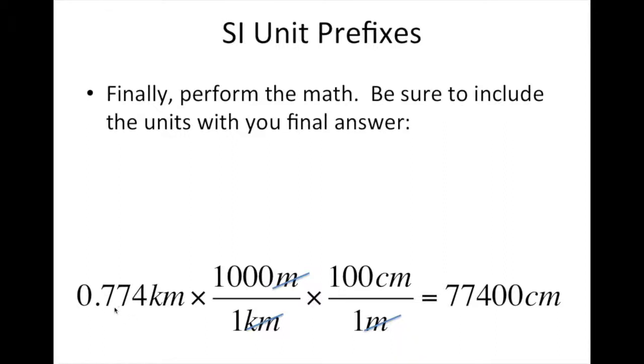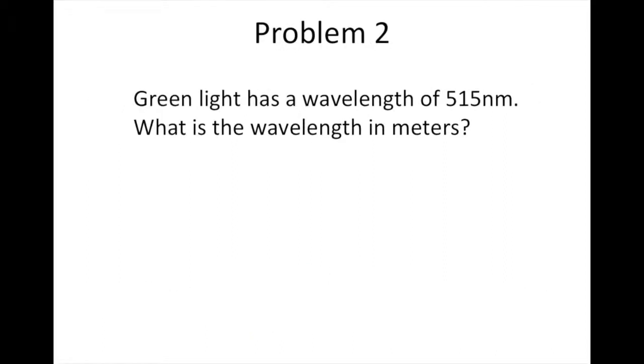So I'm going to take 0.774 kilometers times 1,000, multiply that times 100, and I should get 77,400 centimeters. So again, as long as I take that same approach, I can do very large or small problems, but I like to use a very systematic approach. I hope that you'll take the time to give this a chance, and once you get comfortable with it, it'll work every time. So let's take a look at another problem.